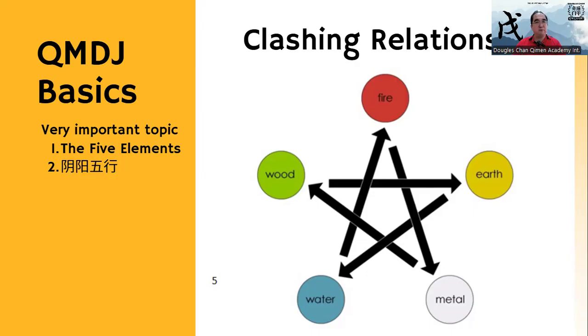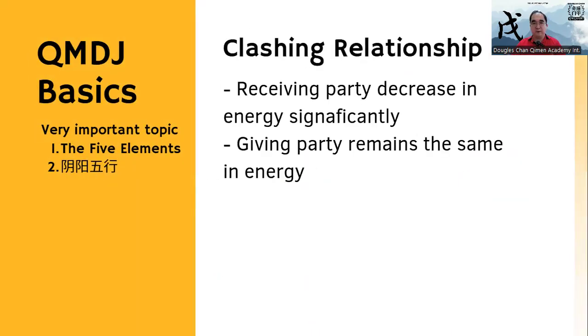That means it's just for internal reference, saying that if I were to clash the other party, the energy of the other party decreases from 100% to 20%. And if I'm the clasher, my energy goes from 100% down to 90%. Or alternatively, I may not even decrease in energy. So this is what we understand by the clashing relationship. Just a recap: in the clashing relationship, the receiving party decreases in energy significantly. In this case, 100% goes down to 20%.